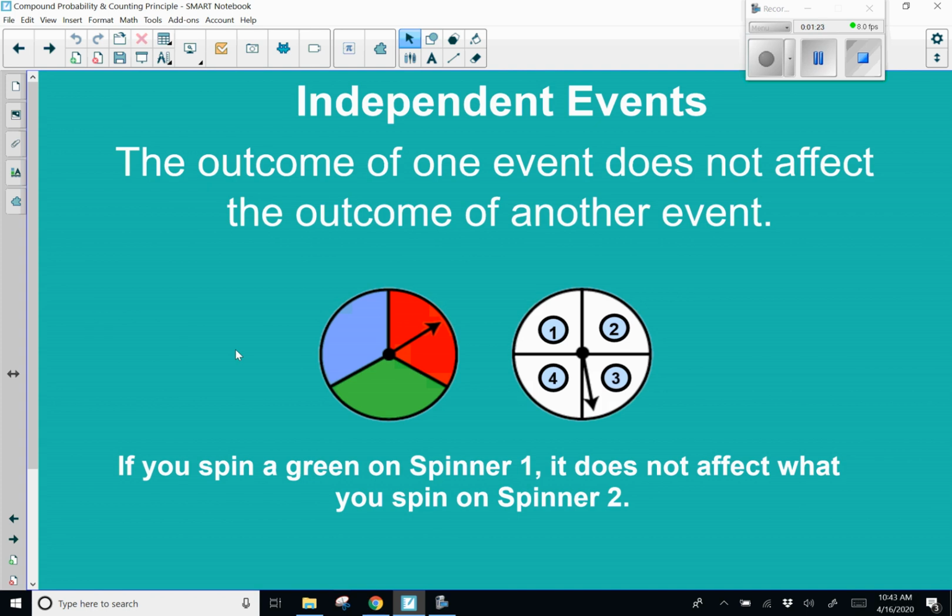So as you can see, I've got two spinners. One has 3 colors on it and the other has the numbers 1 through 4. So the probability of, let's say, getting a red on the first one has no effect on the probability of getting a 2 on the other spinner, which makes it an independent event. If you spin the green on spinner 1, it does not affect what you spin on spinner 2.